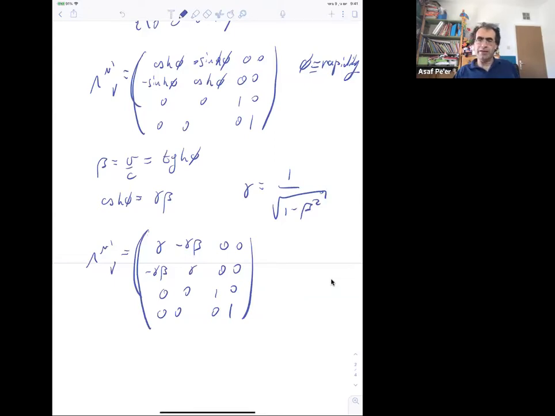Which is what you're familiar with from first year studies, from the transformation between two frames where one is moving in the x direction with respect to the other. Of course, this is much more general.